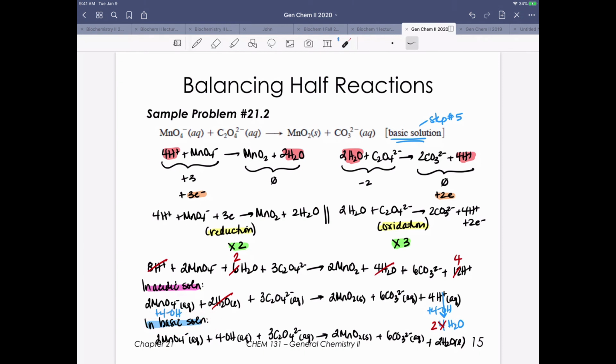So conceptually, not super difficult here, but we just have to make sure we keep track of all of our steps and all of our species along the way so we get to the final correct balanced chemical equation.